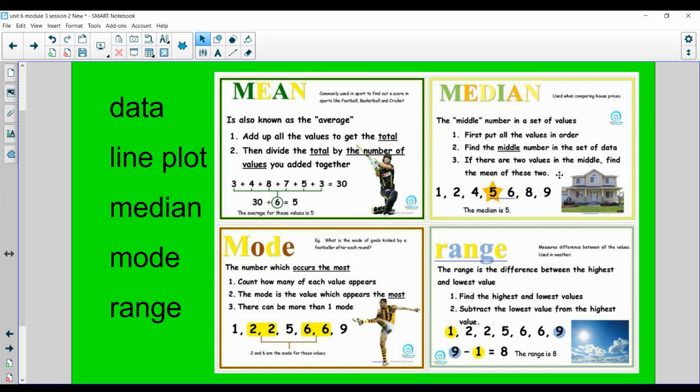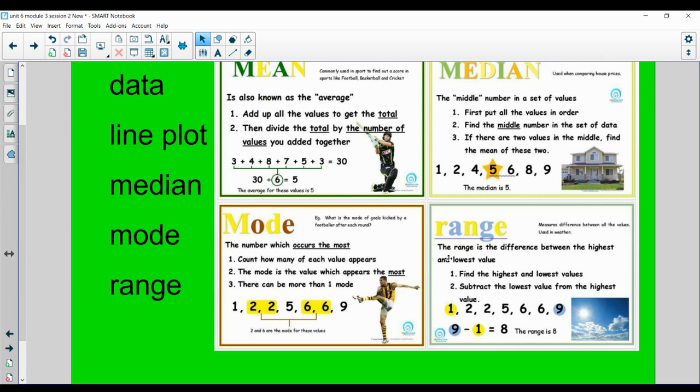And then this part on number 3 right here is really important. If there are 2 values in the middle, find the mean of these 2. So that means what would be in between them. So for example, if you had a 5 and a 6, and they were tied for being in the middle, well, what's halfway between 5 and 6? Halfway between 5 and 6 is 5.5. So you could have a decimal or a fraction, a mixed number, as your median sometimes. Mode, once again, is just a fancy word for the number that occurs the most. Mode, most. That's how I always remembered it as a kid.